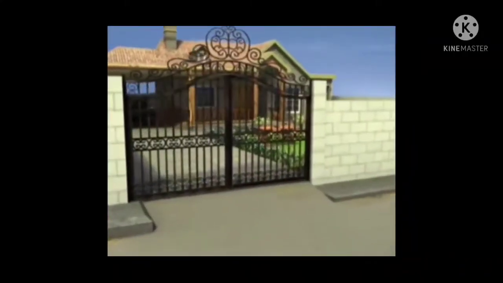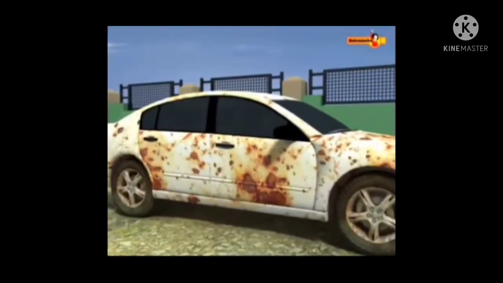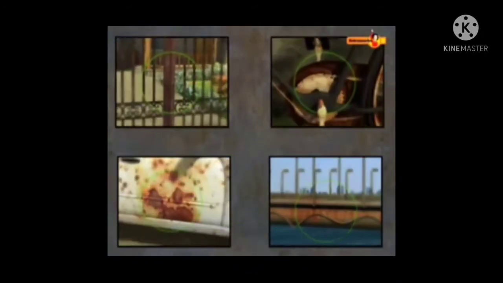You must have seen a reddish brown layer coating on iron objects when they are exposed to air and water. For example, iron gates, bicycle chains, old cars, machines, bridges, etc. Have you ever noticed what it is? It is called rust.